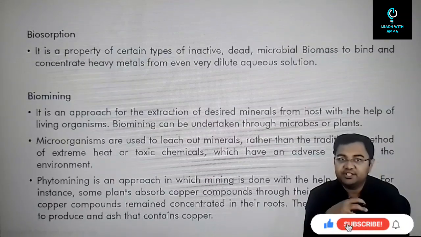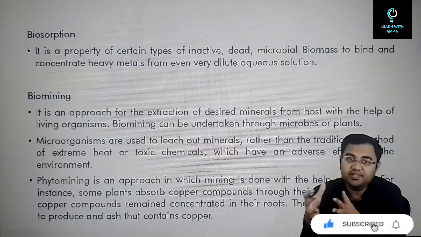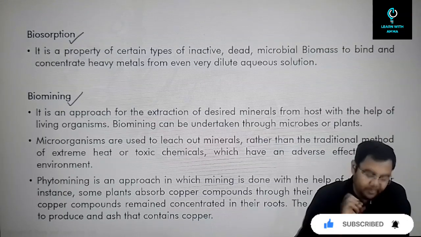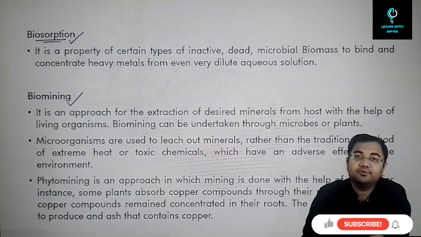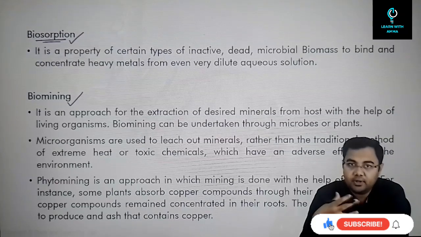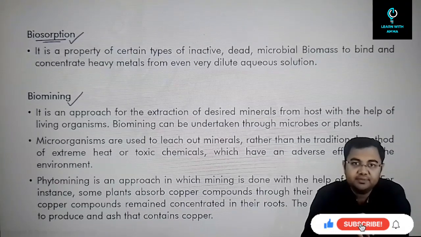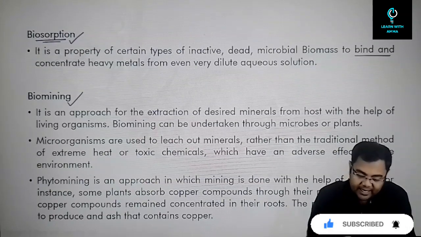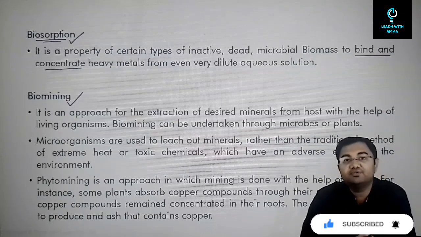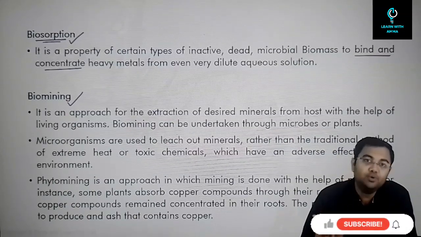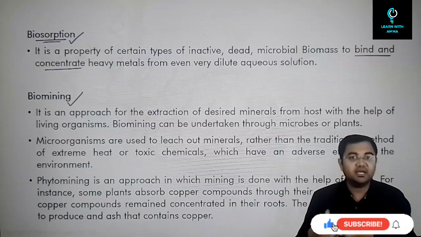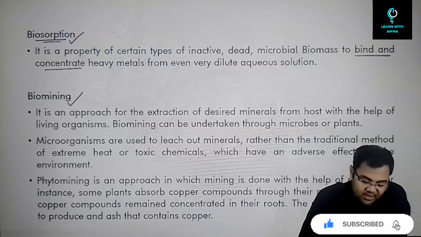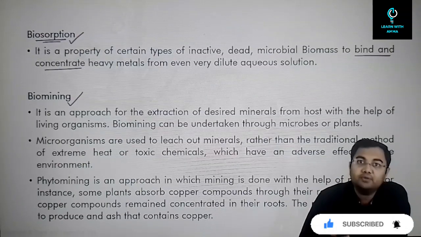Now there are a couple of industrial processes where we can call them a part of white biotechnology. One of them is biosorption, and then you have biomining. In biosorption, we make use of some organisms, especially microorganisms, that are able to bind and concentrate heavy metals from aqueous solutions, even very dilute aqueous solutions. So you will be able to collect all the heavy metals from an aqueous solution and then very easily remove them. So this also becomes a part of white biotechnology.